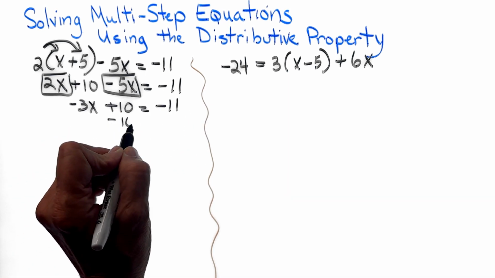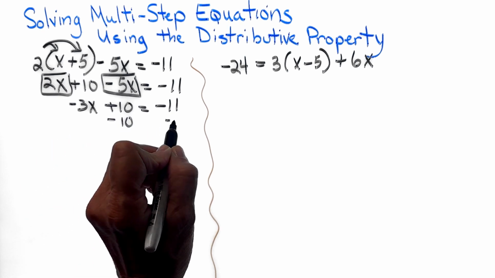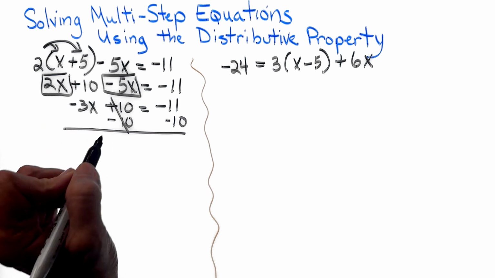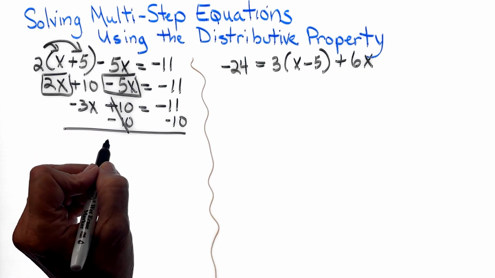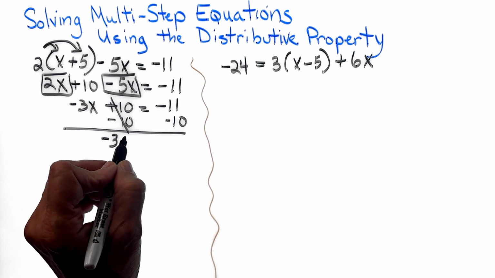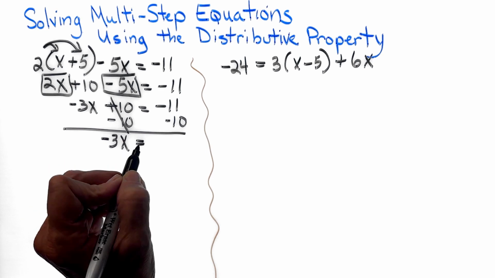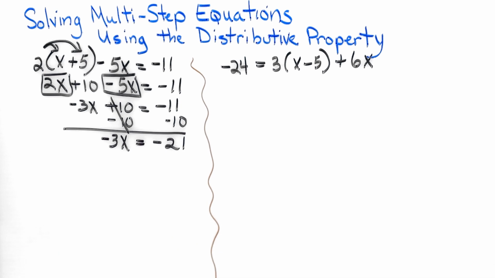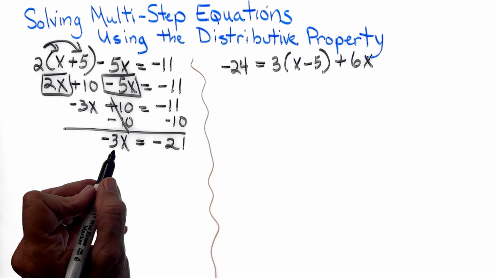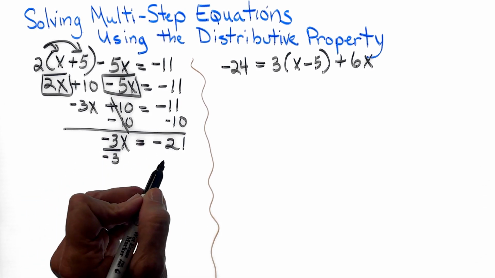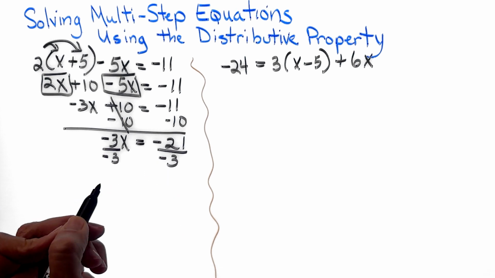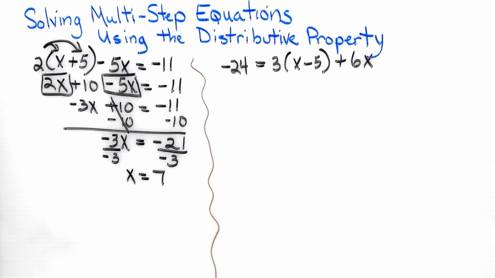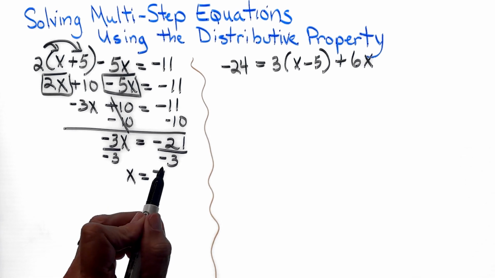So I am going to subtract 10 from each side of the equation. That cancels out my 10s there. That was my objective, and I get minus 3x equals, when I put those together, a negative 21. Now I know the last step to get the variable alone. I'm dividing by a negative 3, so x is equal to 7, and that is our answer.